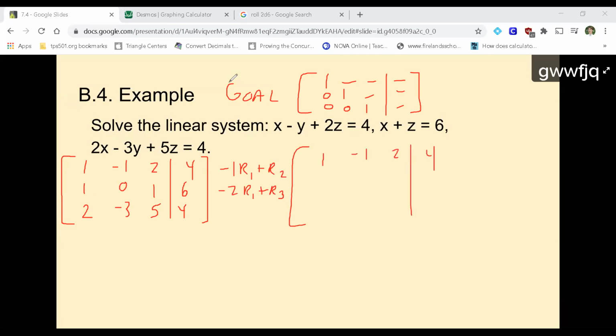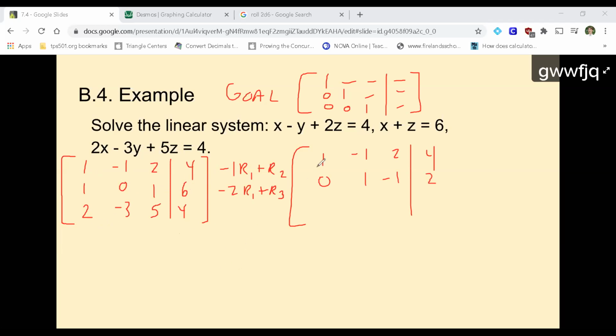All right, so then this will be 0. -1 times -1 is +1, plus 0 is 1. That's great. 2 times -1 is -2, plus 1 is -1. 4 times -1 is -4, plus 6 is 2.